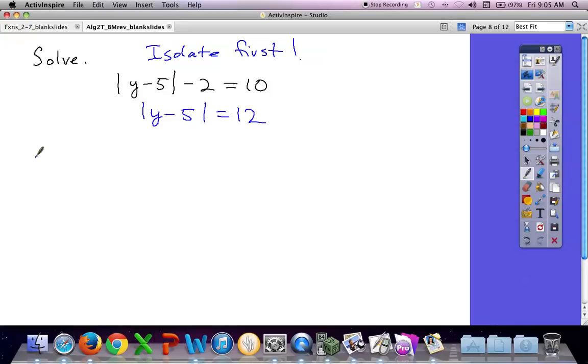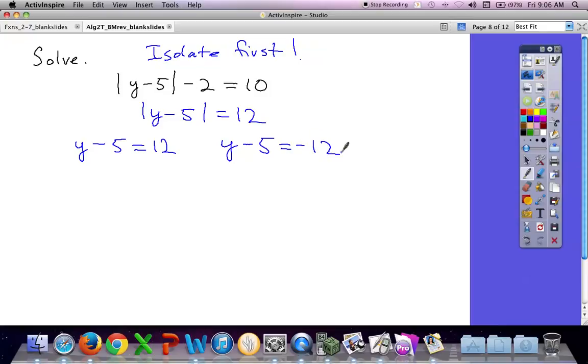Once you've isolated it, then there'll be three different things that we do for each one of these. For an equation, how do we break down the absolute value equation so that it doesn't have absolute value symbols in it at all? What's another way to state this? Go ahead, Becca. Yeah, y minus 5 equals 12. y minus 5 equals negative 12.